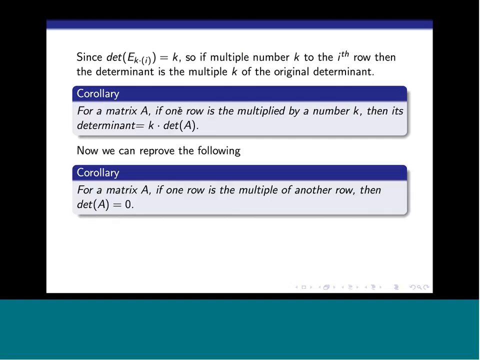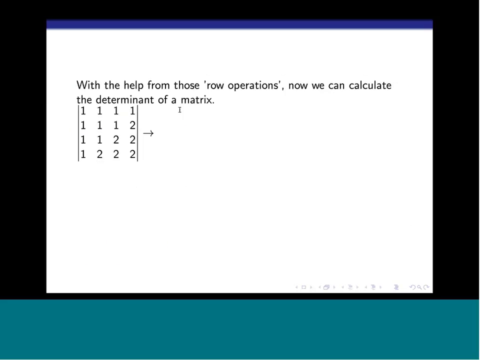Okay, so 3 different elementary matrices. Let's see why we need to learn those kinds of things at all. For example, we want to calculate the determinant of this matrix: 1 1 1 1, 1 1 1 2, 1 1 2 2, 1 2 2 2. You can use the definition. It's not that much, only 24 terms, but it's going to be a factorial. If you have a 10 by 10, it's going to be a lot. It's going to be 10 factorial.